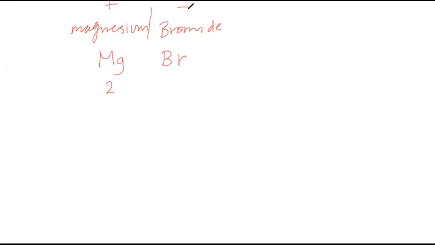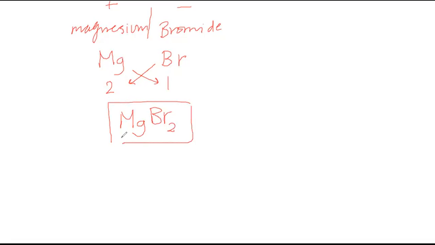So here magnesium is 2, while bromine is 1. Then we switch the valences, which means magnesium gets just 1. We don't write the number 1 because by default it's just 1 atom of magnesium, and Br2. So like that, that's magnesium bromide, MgBr2.